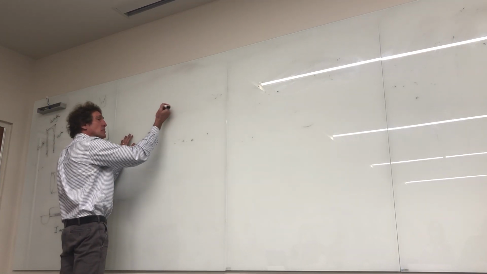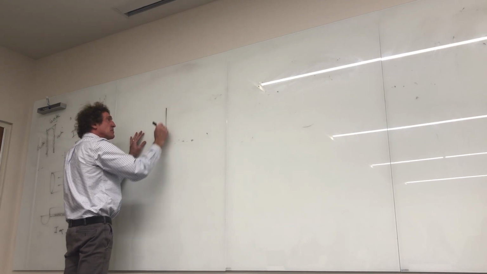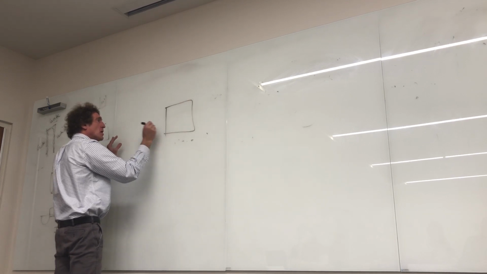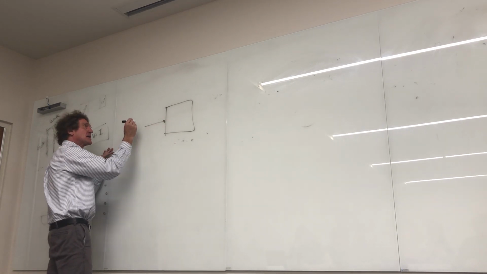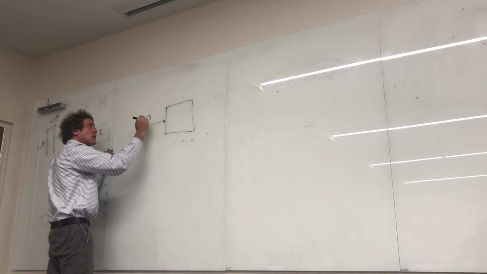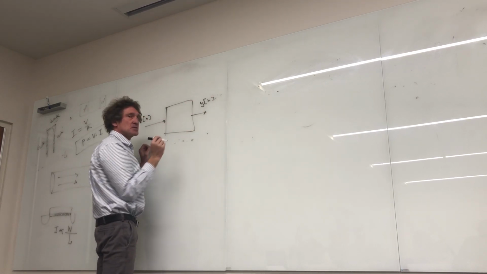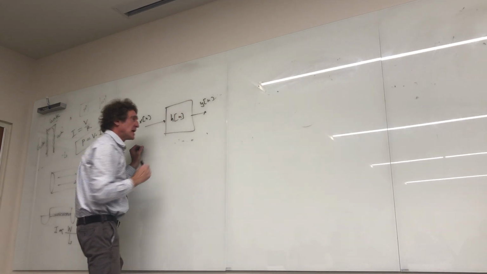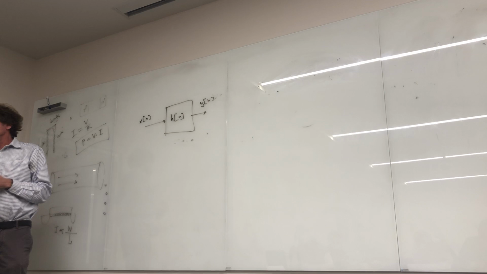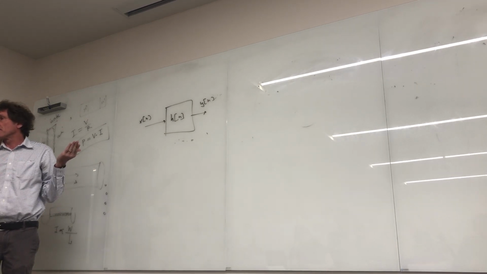So now, when we have this, we're going to say that we have a system where we're going to put in a function, x of n, and we're going to get out a function, y of n. And the system is uniquely identified by the impulse response, h of n. I've done this before, just as before, right? Before it was t, now it's n.